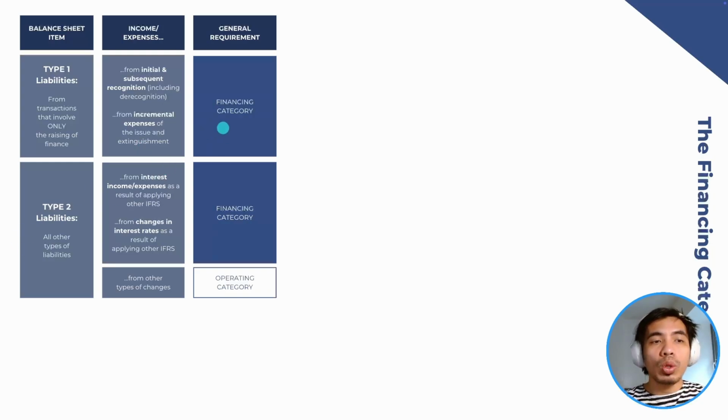So these types of liabilities, there are different income and expenses coming from them. And then you have to classify these income and expenses into either financing category or operating category, depending on the type. For example, for the type 1 liabilities, you have to classify the initial and subsequent recognition income and expenses related to this type 1 liability and any incremental income and expenses arising from its issue and extinguishment. All of these are classified as financing category income and expenses. And then we have type 2 liabilities.